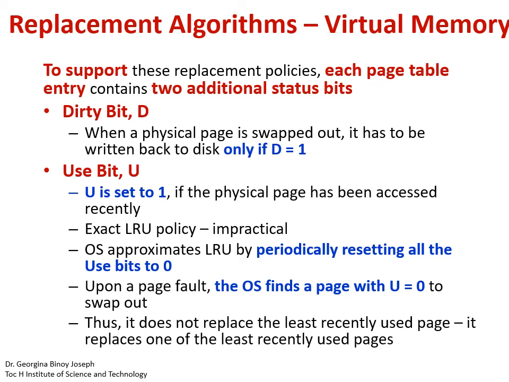And upon a page fault, now what is a page fault? If the processor is looking for data in the physical memory and doesn't find it, it is called a page fault. Then it has to go to the virtual memory, access the data, and bring that particular page into the physical memory also. So upon a page fault, the OS finds a page with U equal to 0. That is, it has not been accessed recently, and that is the page that is swapped out. It does not replace the least recently used page. It replaces one of the least recently used pages. So, because of these points, that is why we call it an approximate LRU policy.